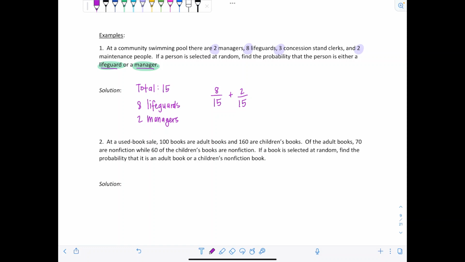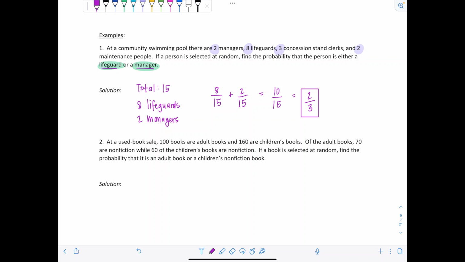And now we're going to add these together. So 8 plus 2, that's 10 over 15. And reduce your fraction, I can divide by 5, right? So that's 2/3. Good. Let's look at another example.